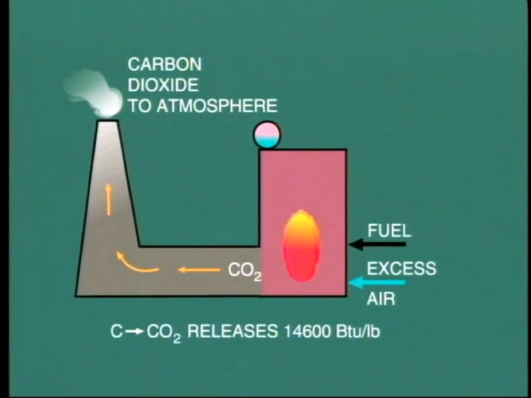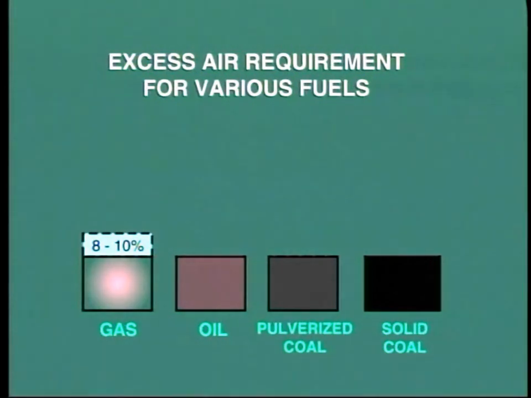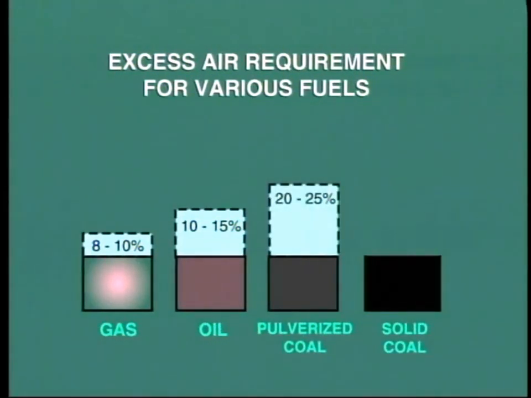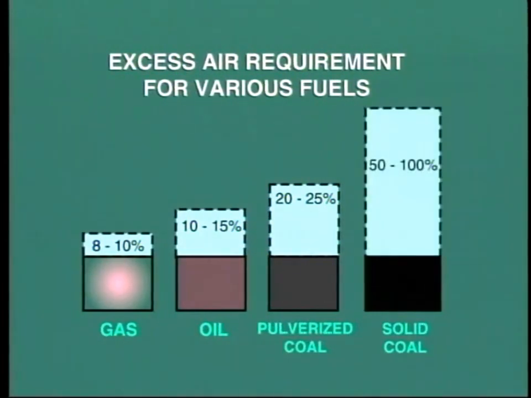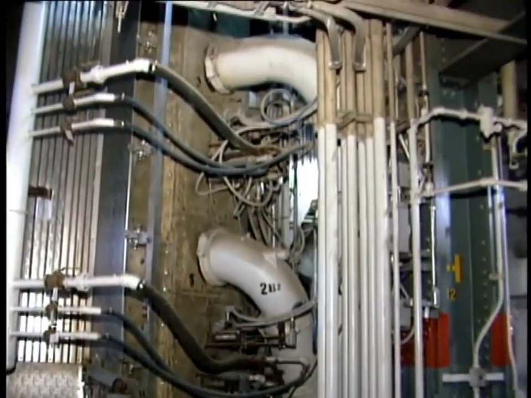In order to ensure that combustion of the fuel is complete in practice, we need to provide excess air. The precise amount of excess air over the theoretical amount calculated really depends upon the type of firing equipment and the fuel itself. Speaking very generally, we may find that natural gas firing requires about 8 to 10% excess air. Fuel oil firing requires 10 to 15%. Pulverized coal will need about 20 to 25% excess air, while solid fuel on a grate may need as much as 50 to 100% excess air. We'll be looking at the different types of burner equipment later in this module.